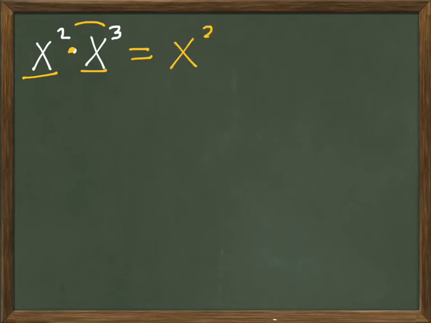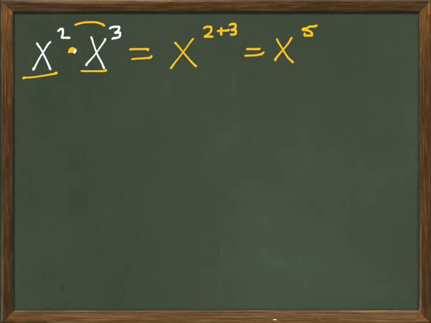So if we had something like x squared times x to the third. Notice in this problem that these two terms have the same base, x is the base, and you're multiplying these two terms together. So when you're multiplying and you have the same base, you can add the exponents. So really, what I have is x to the 2 plus 3, which equals x to the 5th.